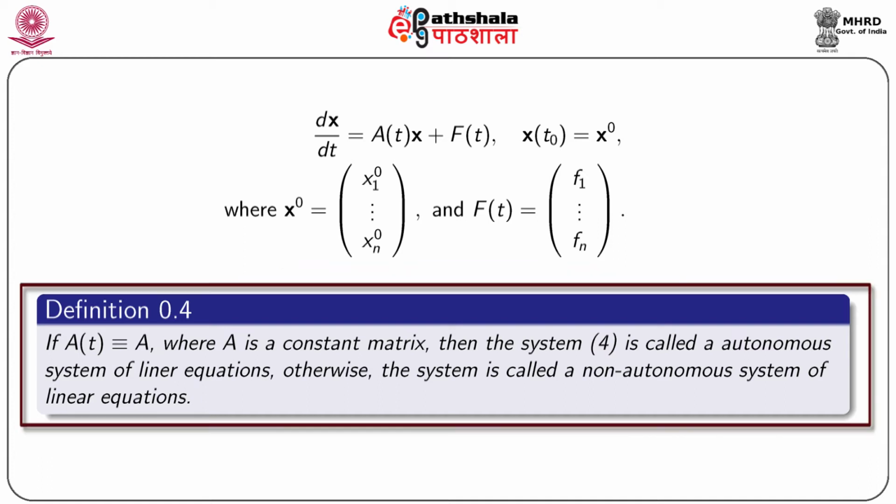If A(t) is equivalent to A, where A is a constant matrix, then the system 4 is called an autonomous system of linear equations. Otherwise, the system is called a non-autonomous system of linear equations. Given the basic definition of autonomous and non-autonomous system, we now move into the homogeneous systems, some basic definitions of the norms, and the linear dependence and independence of the solutions of the higher order differential equations.